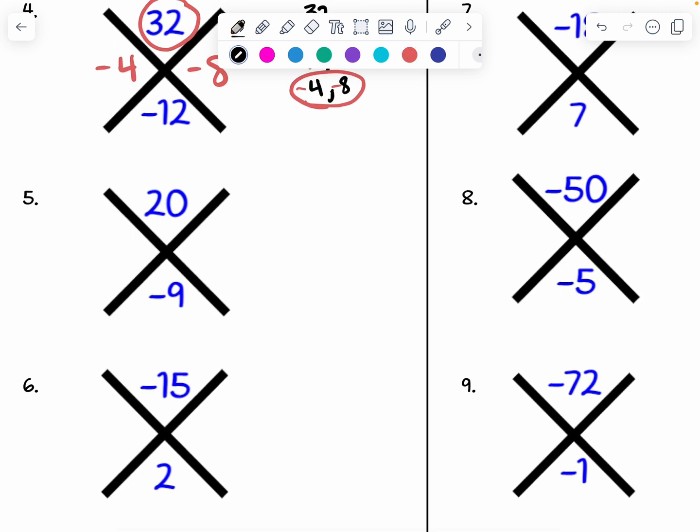Number 5. The factors of 20 are 1 and 20, 2 and 10, 3 is not a factor, 4 and 5. Again, our top number is positive and our bottom number is negative. So that means all of my factors are going to be negative numbers. The two that add up to negative 9 are negative 4 and negative 5.